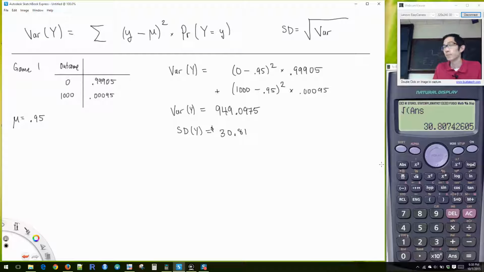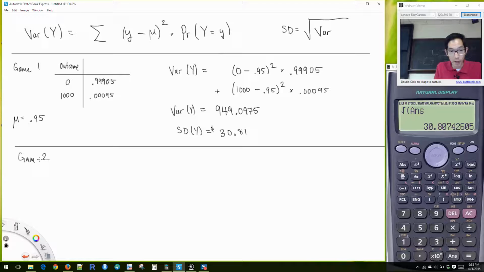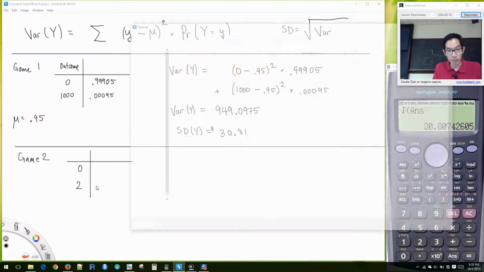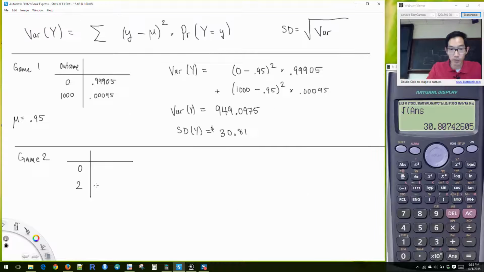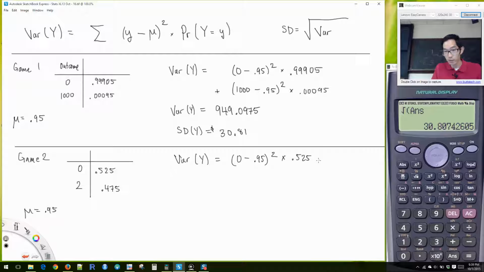Is that okay? All right, and so just very quickly, I'm going to do this for game 2. Again, we have a mean of 95 cents. So you have to calculate the mean first by doing the weighted average. And so in this case, the variance of y for game 2 would be 0 minus 0.95 squared times 0.525 plus 2 minus 0.95 squared.